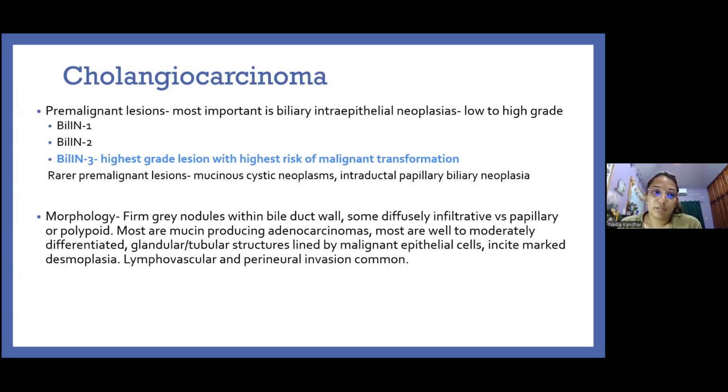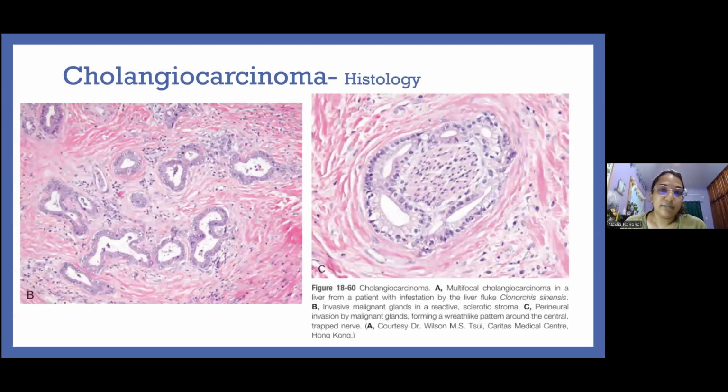They are mostly mucin-producing adenocarcinomas with glandular or tubular structures lined by malignant epithelial cells, and in these tumors, they have a marked desmoplastic reaction. Lymphovascular and perineural invasion is also common. So on the left, there's a densely sclerotic stroma with fibrosis, as well as scattered invasive malignant glands. And on the right is a nerve with malignant glands surrounding and trapping it, demonstrating perineural invasion.